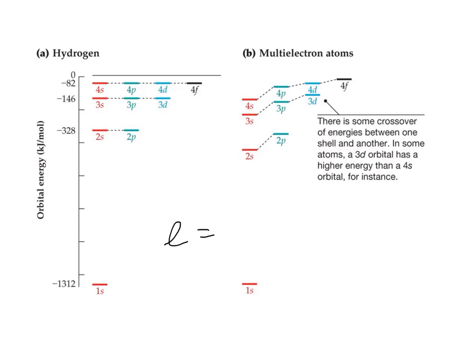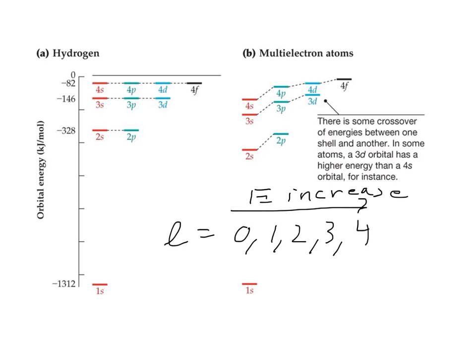And if we did it from a quantum number perspective, the energy of the sublevel increases from 0 to 4, or from S to G. So energy increases that direction, and if energy is increasing, what does that also mean about probable distance from the nucleus? That also means our probable distance from the nucleus is also increasing.